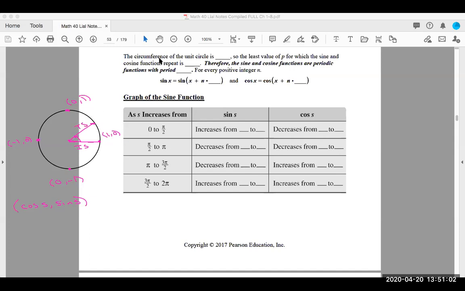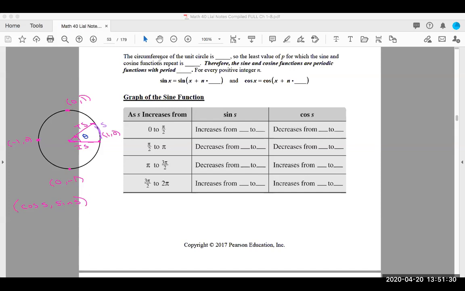Now, remember, inside there's a central angle, theta, and then for the unit circle, theta is actually equal to this arc length here, S. So it's saying what happens as S increases from 0 to pi over 2.